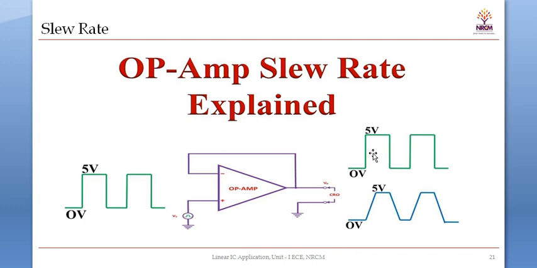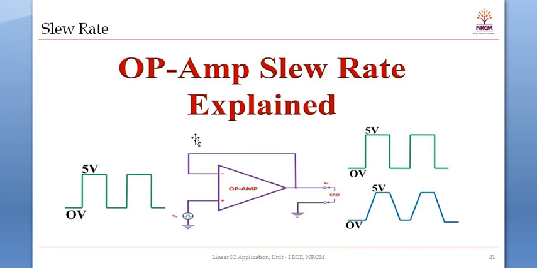So ideally the slew rate is infinite. Ideally it should be infinite, and as the slew rate is going to increase, if the slew rate is high, you can use the op-amp in high frequency applications. If the slew rate is low, you cannot use the op-amp in high frequency applications.